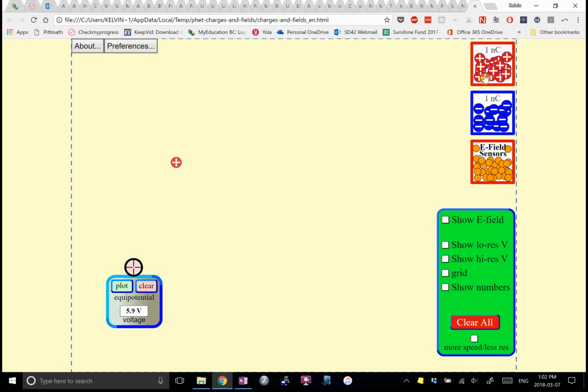So we have one positive, one negative. This thing is running really slow for some reason. Okay. Electric field sensor. If I go to the middle and kind of go straight up. Oh, a little close. About like that? What do you think this one's going to look like right there? Straight up and pretty big from this guy.